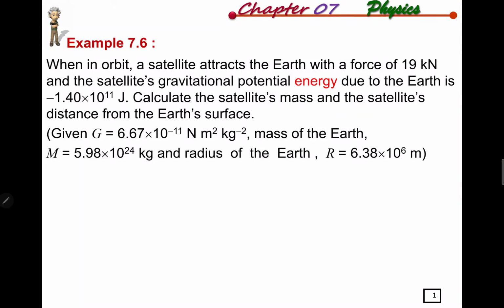Hello there. So for today we will look into example 7.6. In this example, a satellite in orbit is attracted to the Earth with a force of 19 kilonewton, and the satellite's gravitational potential energy is given here. They want us to calculate the satellite's mass and its distance from the Earth's surface. The value of constant g, the mass of the Earth, and the radius are given.